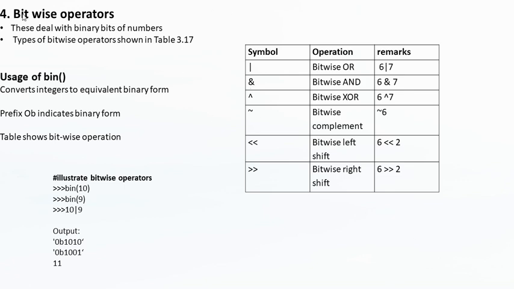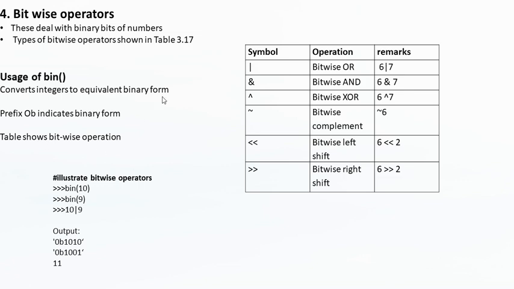Now coming to the next one, bitwise operators. These deal with the binary bits of numbers, so here you will be seeing the numbers in their binary format. These are the different types of binary operations that I will be showing you now. Bitwise OR, how do you do it? The symbol is a pipe symbol. We call this 6 bitwise OR 7 that we are going to find. This is bitwise AND, this is bitwise XOR, this is bitwise complement, this is bitwise left shift, this is bitwise right shift.